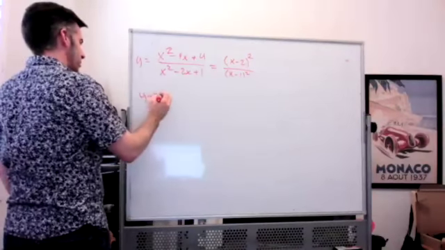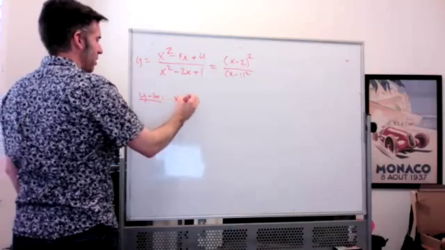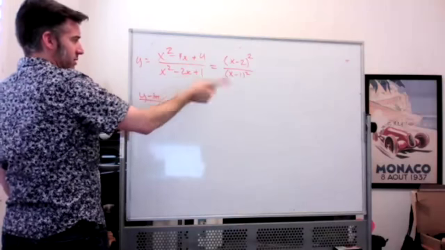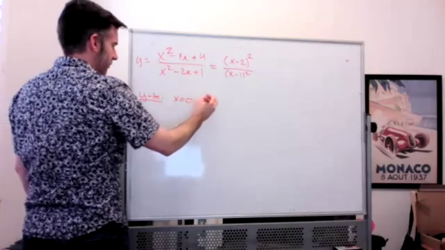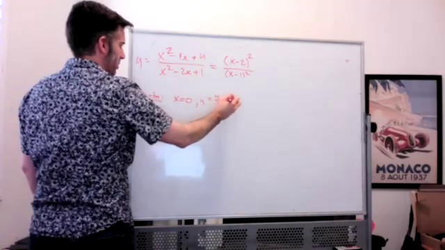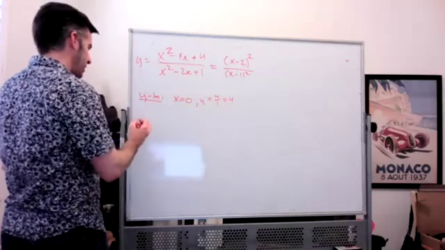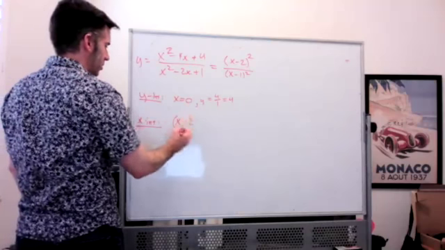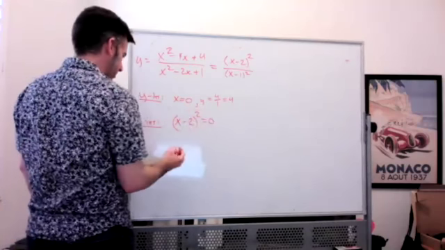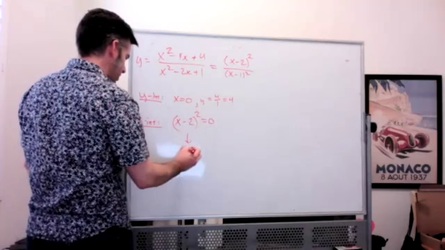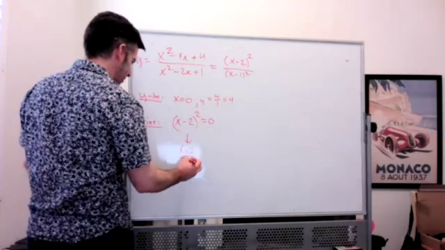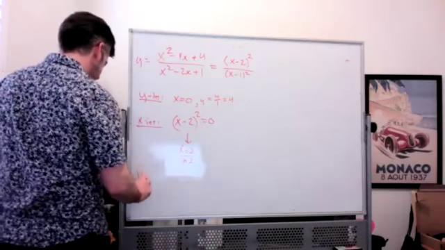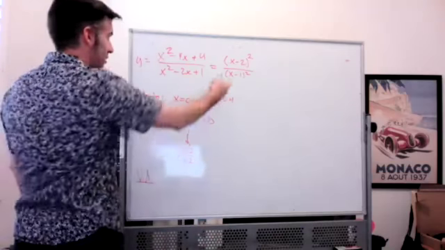Y-intercept, I plug in x equal to 0, I get 0 minus 0 plus 4 over 0 minus 0 plus 1. So I get y equal to 4 over 1, which is 4. X-intercept, set the top equal to 0. x minus 2 squared equal to 0 gives me x equal to 2 with a multiplicity of 2, meaning it's going to bounce.